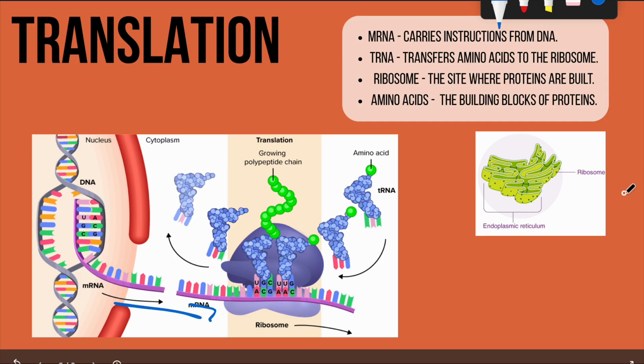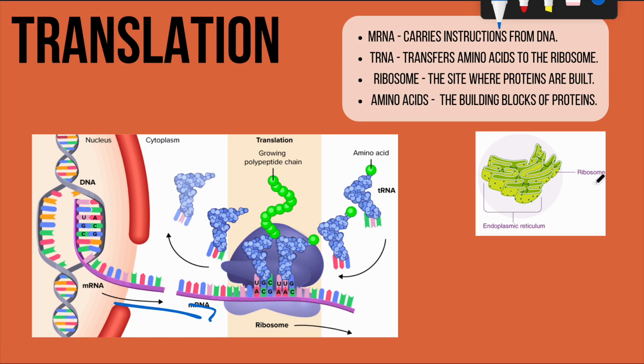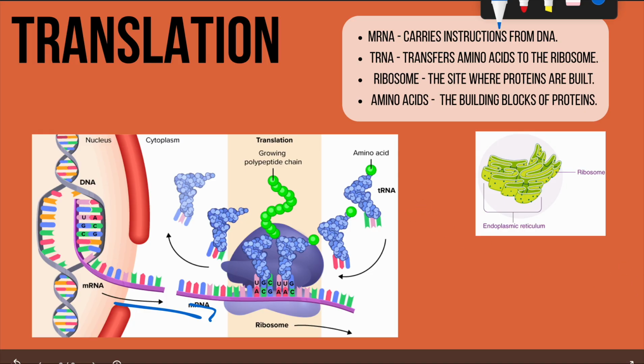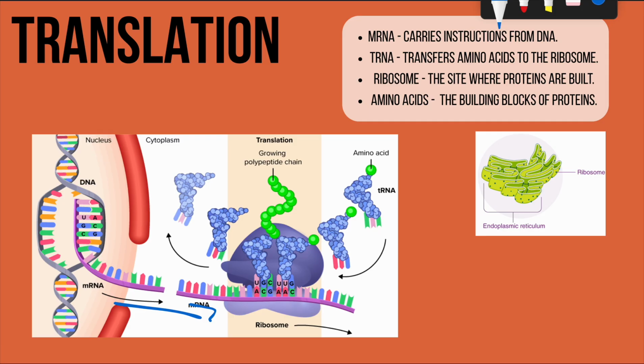The tRNA acts like a helper, bringing the correct amino acids to the ribosomes during protein building. The ribosomes are the place where the instructions are read and the protein is put together, which is super important. And then the amino acids are the small building blocks that link together to form the final protein.